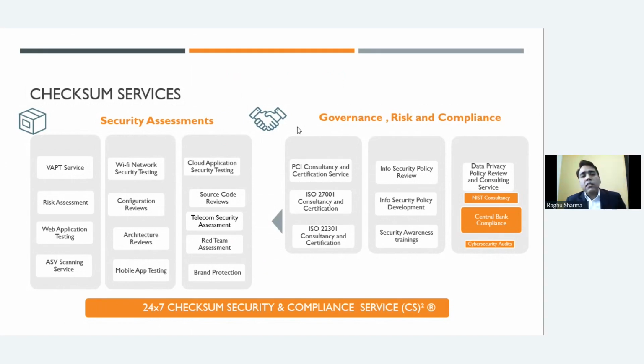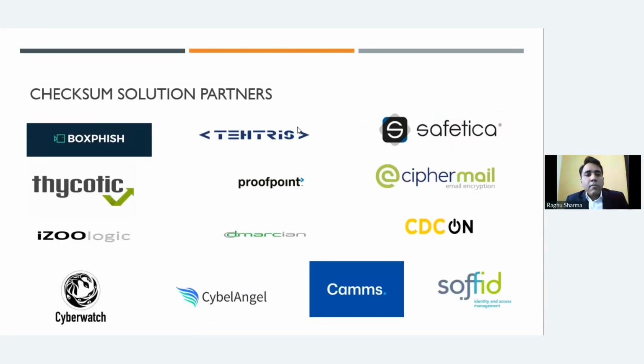Some of our services are available as a managed service. Boxphish is one of our partners through whom we can provide managed service as well, and Nick will be explaining that to you. We also have a few solution partners. Boxphish is one of our premium partners, but we have other partners like Thycotic on privileged access management, Isologic and CyberAngel on brand protection, and others in domains like DLP, security monitoring, identity management, and risk and compliance. So we have multiple partners which are well renowned in the industry.